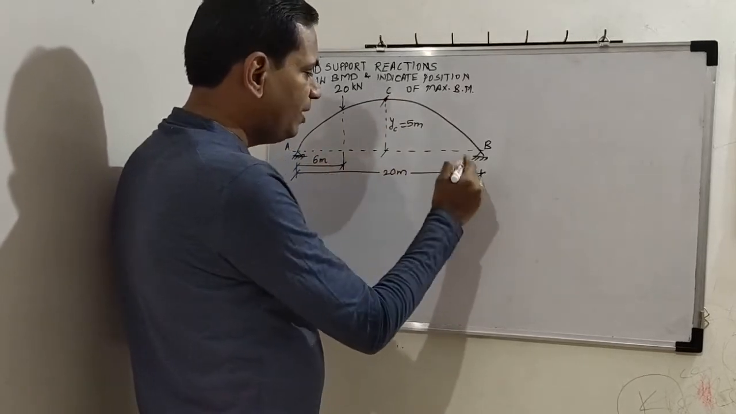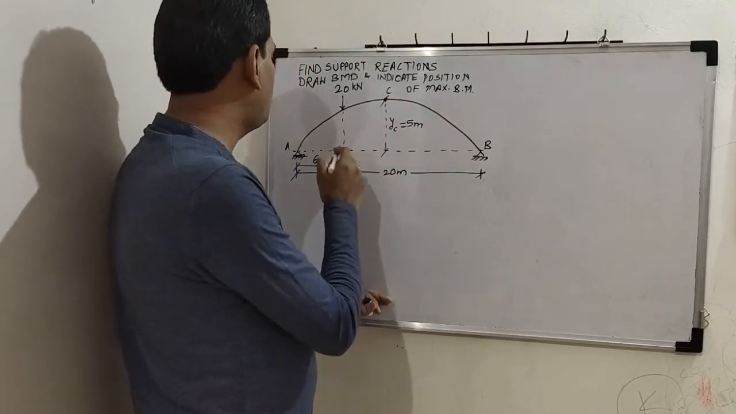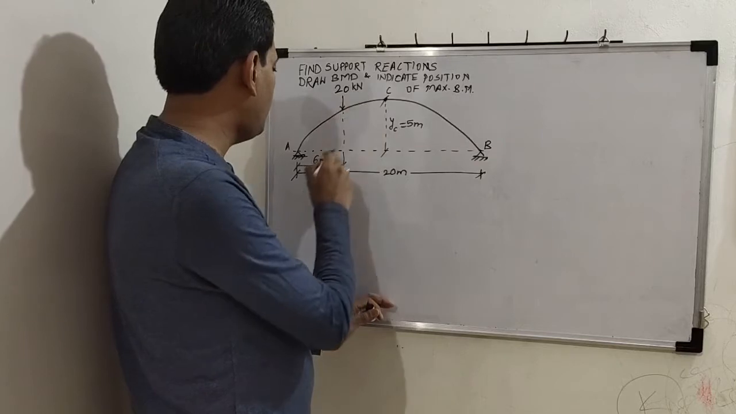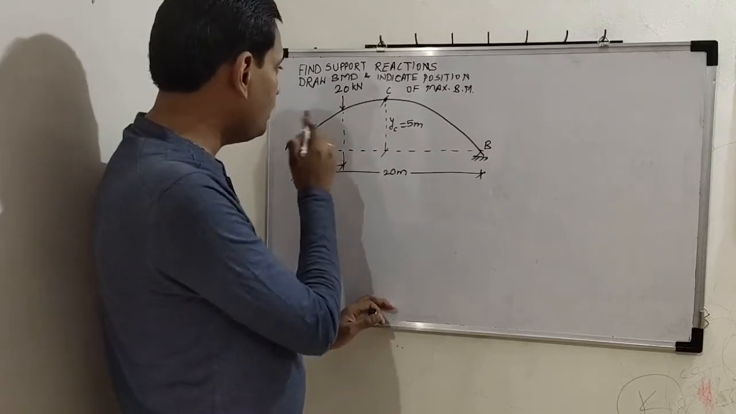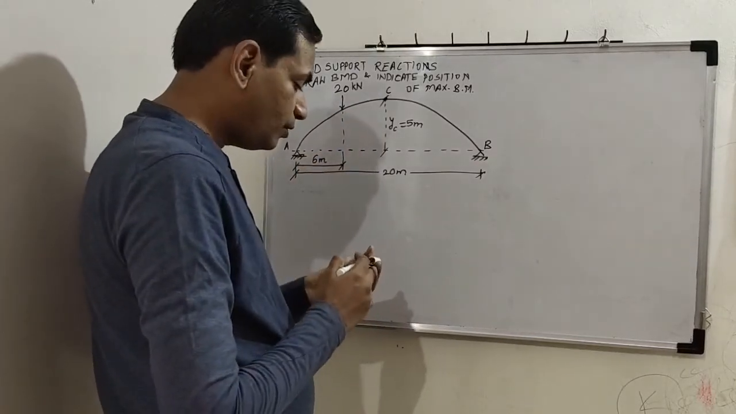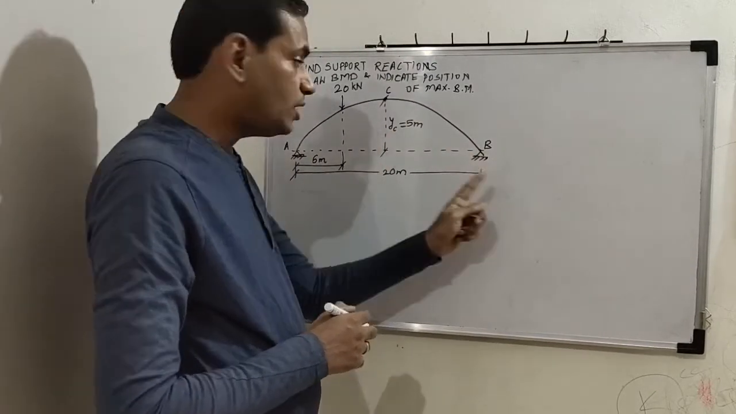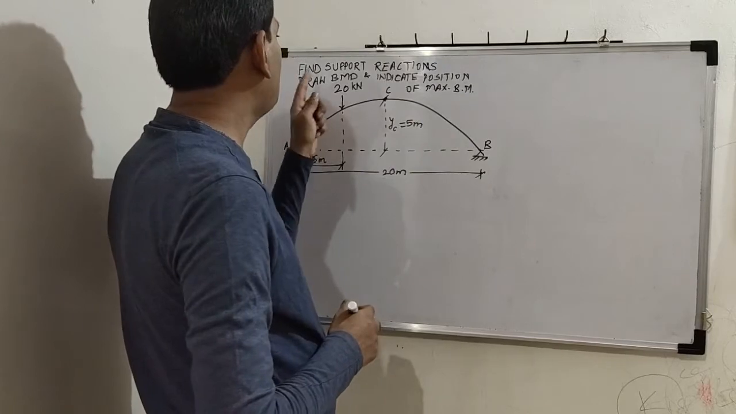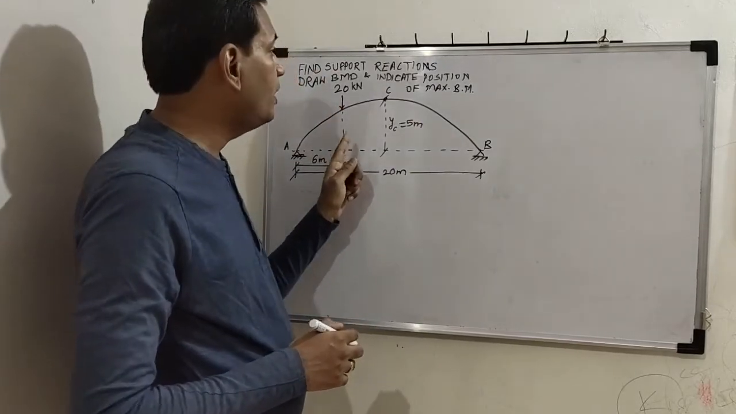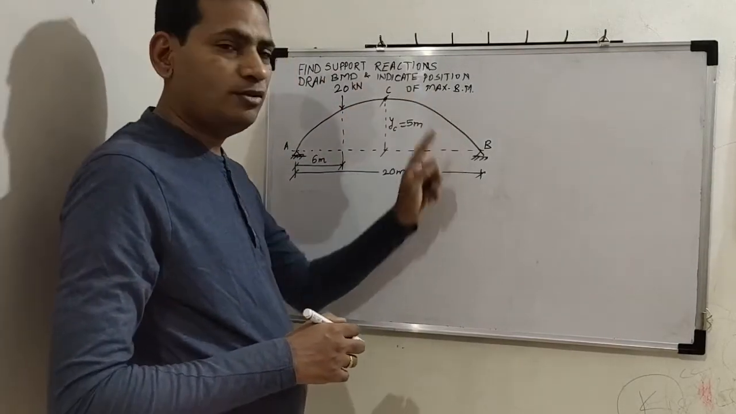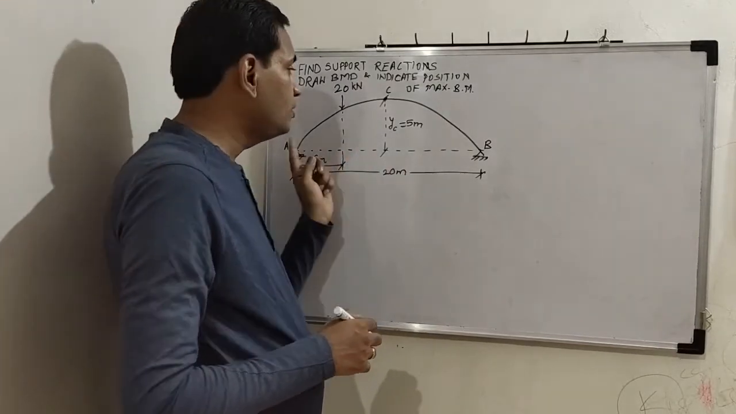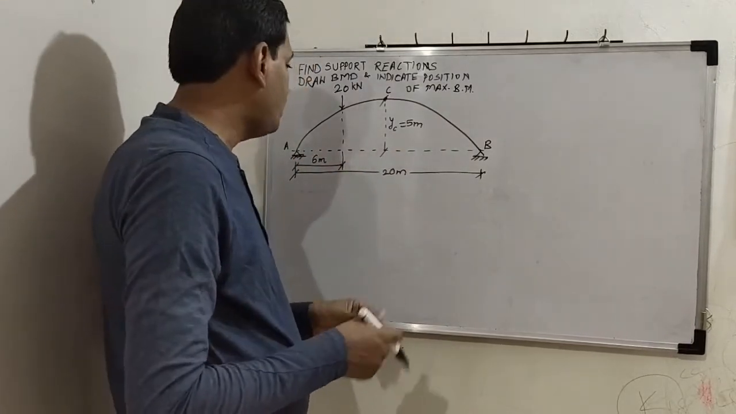Span of the arch is 20 meters. There is one point load of 20 kilonewton acting at 6 meters from support A. What we have to find is support reactions which are at A and B. Then we have to draw BMD for this arch and we have to indicate the position of maximum bending moment in this arch.